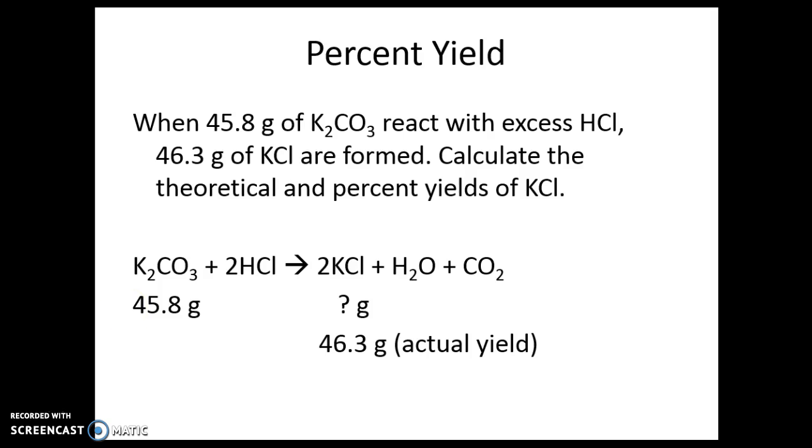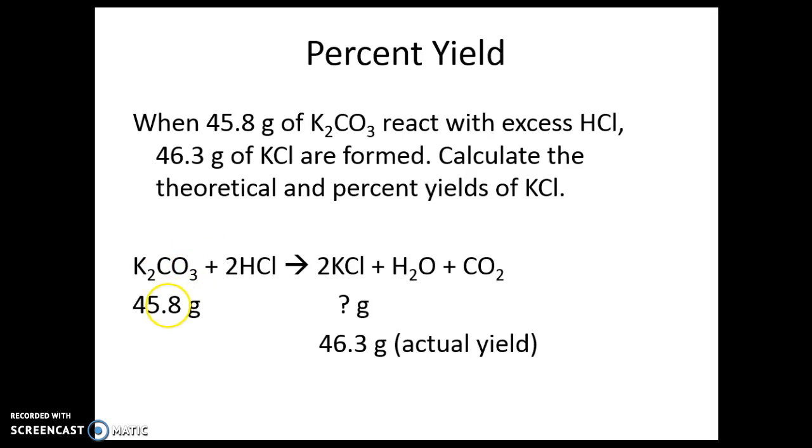So here's an example problem. What you'll notice about this problem is that there are two numbers given in the problem. One, 45.8 grams of potassium carbonate, is a reactant quantity, and the other, 46.3 grams of potassium chloride, is a product quantity. So anytime we're doing a problem and there are two numbers in the problem, one reactant and one product, we know it's a percent yield problem. So the number associated with the product is the actual yield, and that one has to be given to you. So that's the amount that's measured in the lab or in the factory.